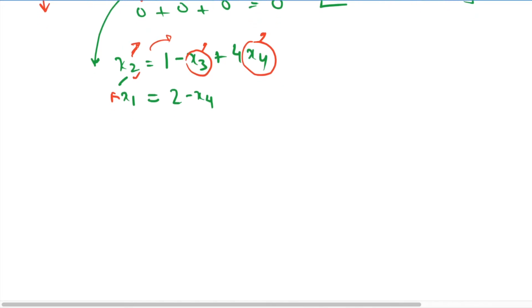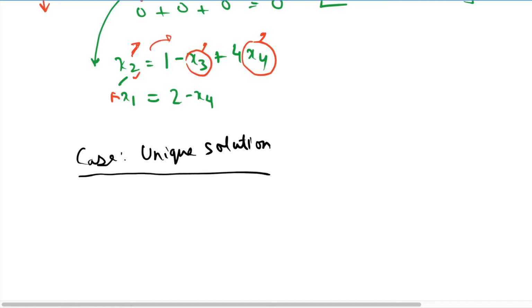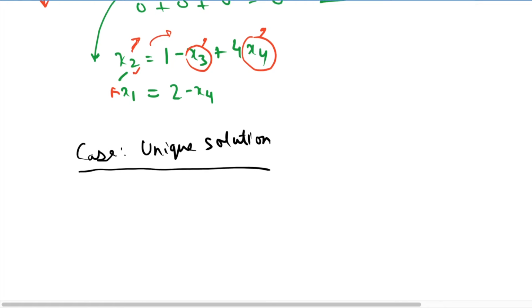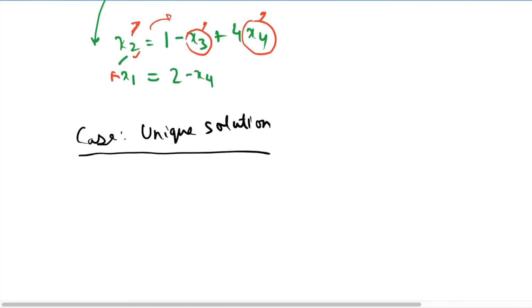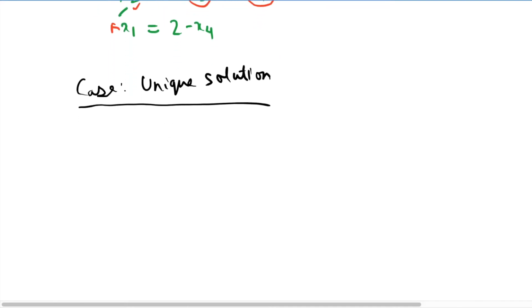So now let's consider Gauss elimination if a unique solution exists. So this case is a unique solution exists. Okay, and remember, for a unique solution to exist, the system has to be determined, and for that to happen, the number of rows or the number of equations has to be equal to the number of unknowns.